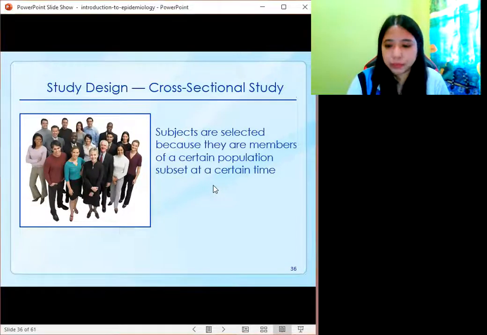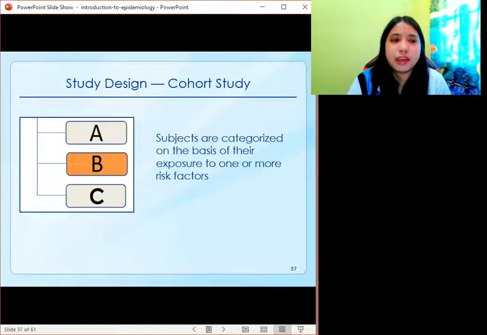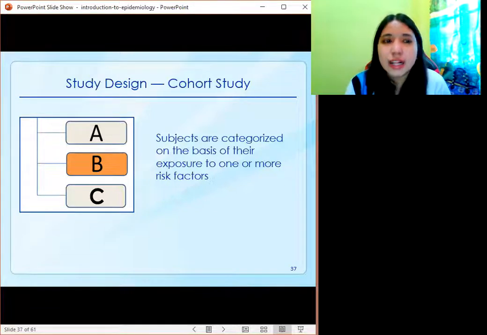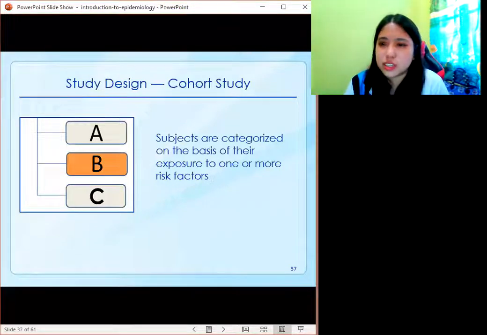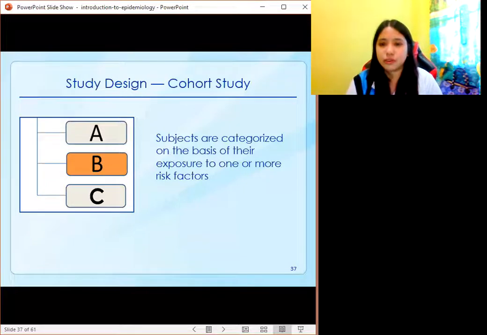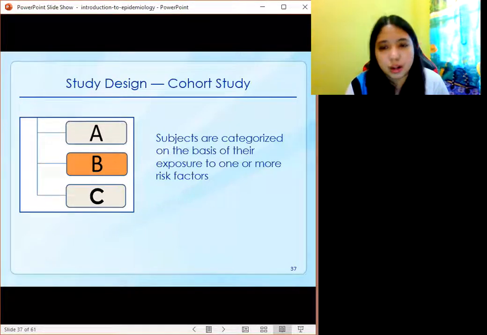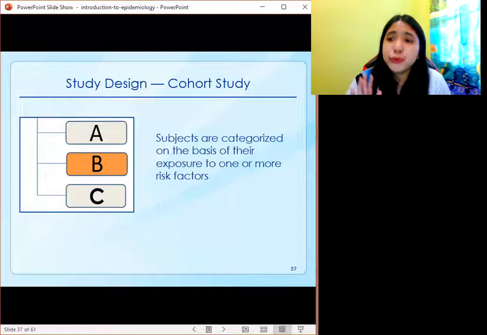And let's move to the next one. So we have here the study design of cohort study. So how is this different now with our cross-sectional? So in a cohort study, the epidemiologist selects a population, then categorizes each person by whether he or she was exposed to one or more risk factors of interest. So participants are followed over time to determine if a disease or condition develops.